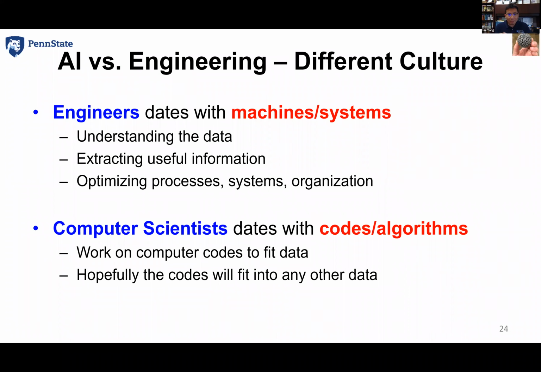They do have different cultures. Engineers stay with machines and systems. So what we are trying to do as engineers is understand the data, extract useful information, and then optimize the process, systems, and organization. Computer scientists deal with computers, like code and algorithms. They work on the computer code to fit the data, hoping the code will fit any other data. So those are the different cultures.